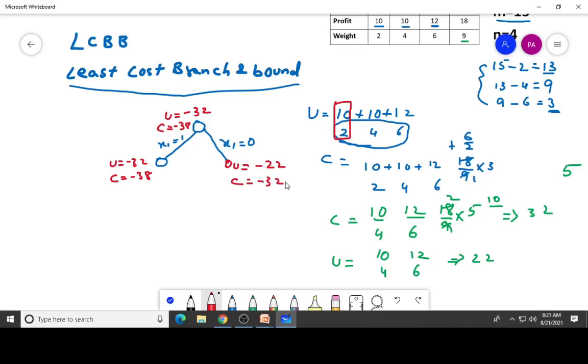So here first we are considering the upper bound is infinity. First we are considering the upper bound is infinity, but when we are getting the upper bound here, minus 32 is less than, so just cut this.